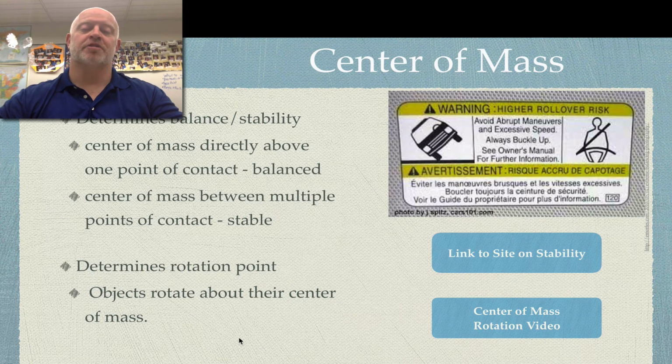Now, the other thing a center of mass does for us, it also determines our rotation point. Okay, if I want to take something and throw it through the air. Now, if I throw a ball or a frisbee, those things travel through a normal projectile motion because they have an equally distributed mass pretty much.